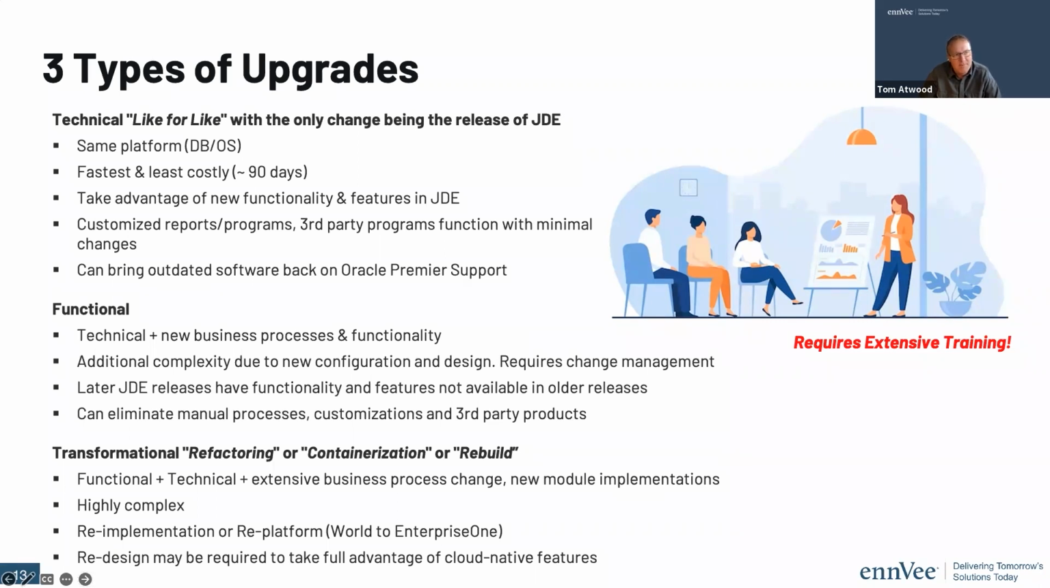As we go down from top to bottom in this list, you're going to have to do more training. You always have to do training, but the more change you introduce into your organization, the more training you need to do. Later releases of JDE 9.2 have a lot more functionality than 9.0 or even before that. So you may not need customizations that you previously had in place. You might be able to get rid of those just with vanilla 9.2 functionality. If you do a functional upgrade, you can also maybe eliminate some manual processes, customizations, third-party products.